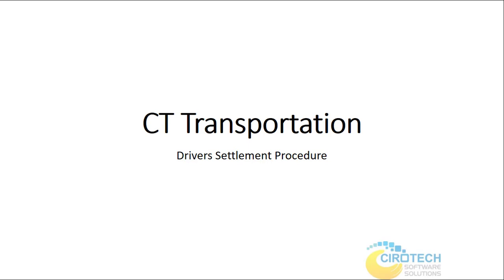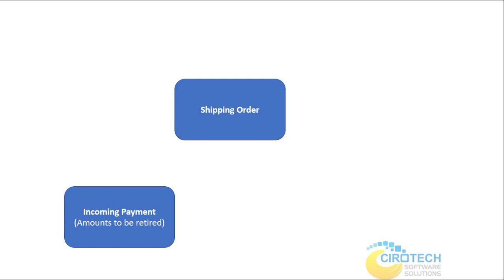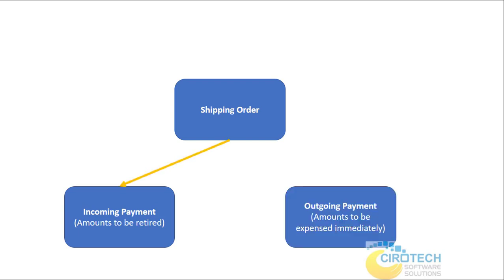CT transportation allows you to make payments for driver expenses in two different ways. From a shipping order, the first way is to create a payment for amounts to be retired. These are payments for which you expect documentary evidence to be produced by the driver upon his return. The second method is for payment of items such as trip allowances, and for these you are not expecting the driver to bring back any documentation, and therefore you can use an outgoing payment to make them.